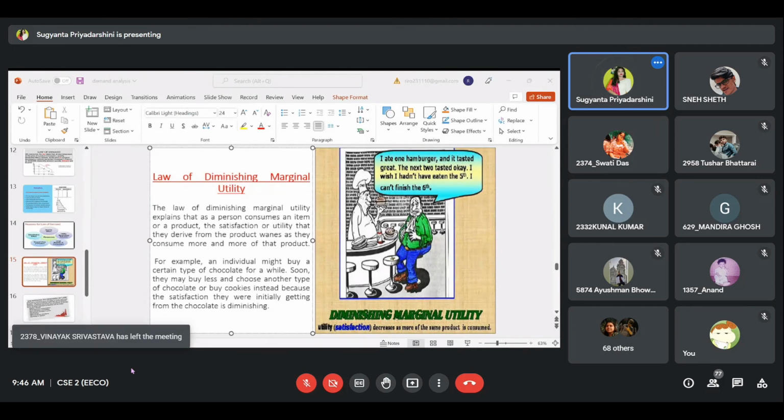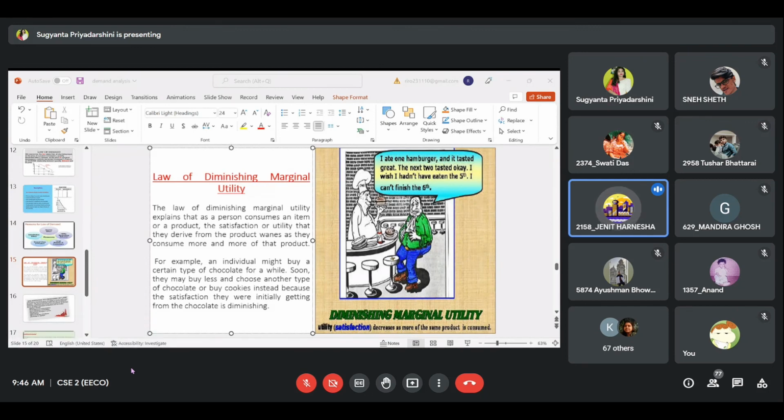Yes, ma'am. But ma'am, if someone is selling one bread for 10 and two breads for 18? That's what your bargaining skill will define. It has to do nothing with this law. Okay? Okay, so does anyone have anything to ask from this?